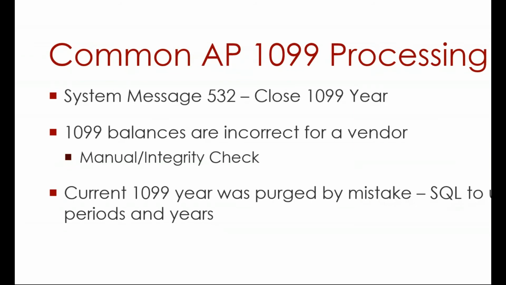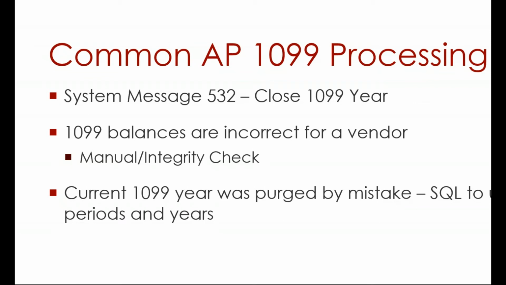Some common 1099 processing issues that may pop up. A very common one is the system message 532. This can be received if you're trying to print AP checks, and the check date that you're attempting to use is not yet in an open 1099 year. You will not be able to proceed unless you change the check date to an open 1099 year, or you use the 1099 calendar year control screen to purge that oldest year.